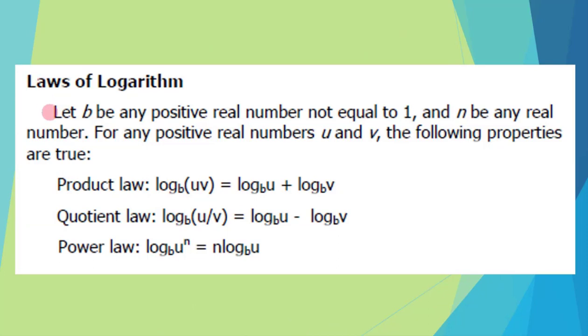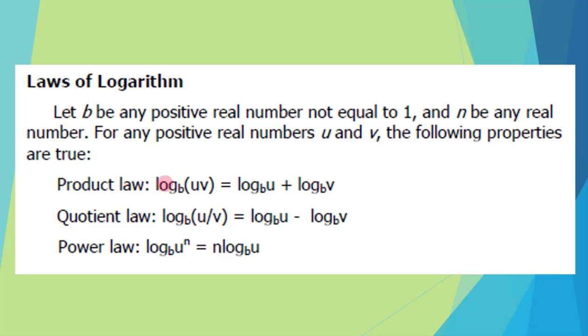Laws of logarithm. We have 3 laws here: the product law, the quotient law, and the power law. Let me read. Let b be any positive real number not equal to 1, and n be any real number. For any positive real numbers u and v, the following properties are true.